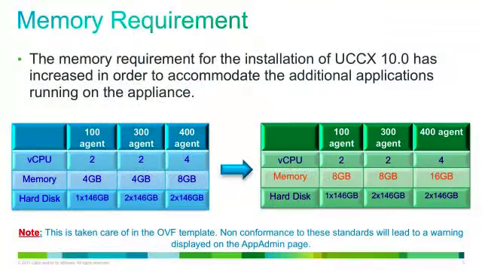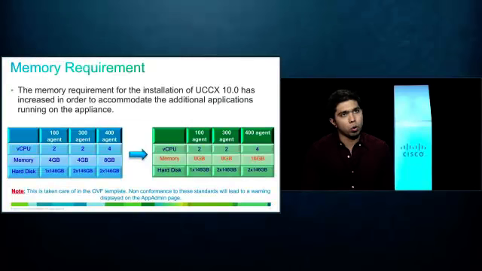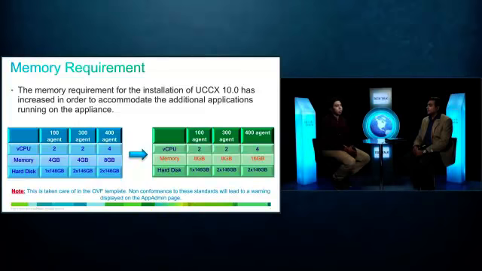Are there any changes in terms of memory requirements? Yes, Satish. If you look at the previous versions of UCCX and compare with the memory requirement of this version, the 10.0, you will find that the memory requirement is almost double. In the slide, you can see that, for example, for 100 agents, the older version, say 8.5, had a requirement of 4 gig of memory, but UCCX 10 requires 8 gig of memory. Now, the most obvious question is why? Why do you have an increase in memory?